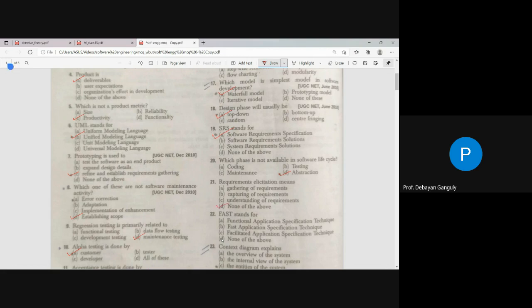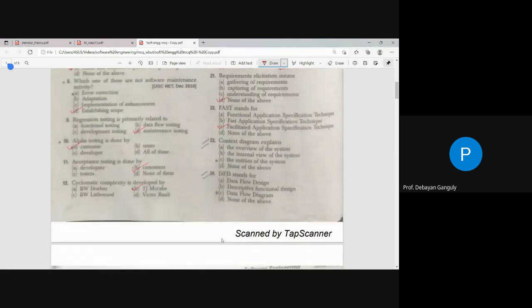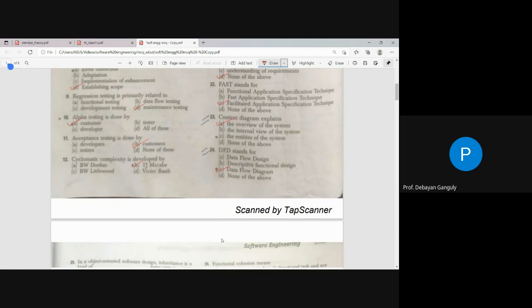And what is FAST? FAST is Facilitated Application Specification Technique, right? And the context diagram actually explains the overview, right? That will be the overview of the system. DFD, this particular term, that is the Data Flow Diagram, that is the DFD.